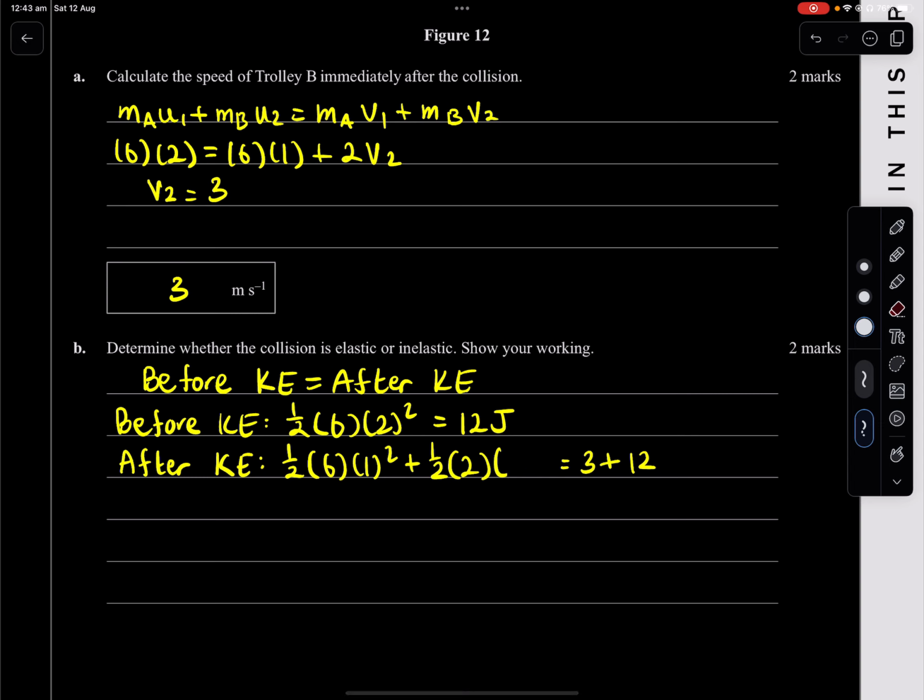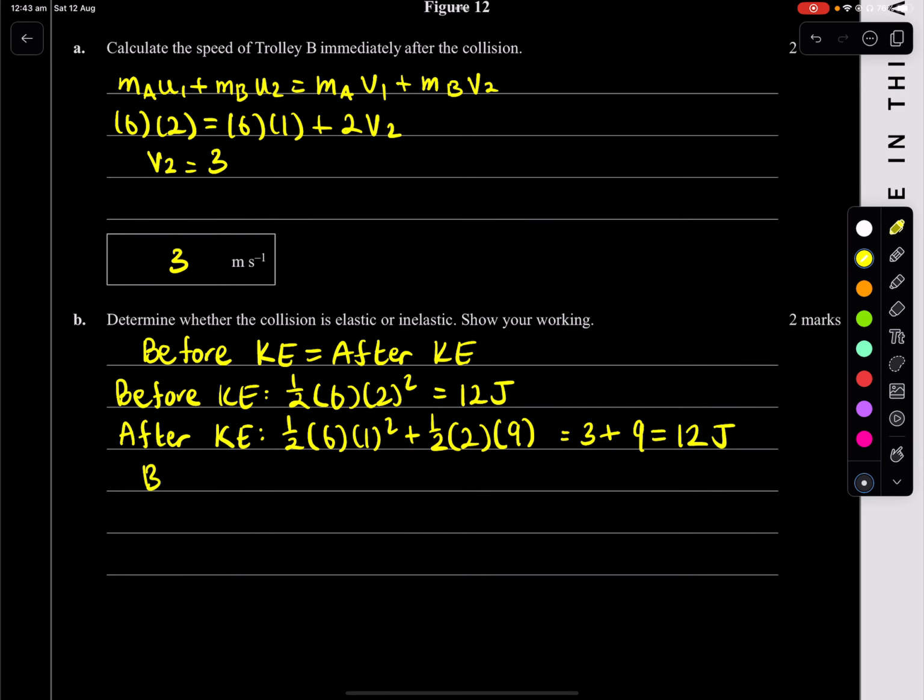This one over here should be 3 squared, which is 9, plus 9, which is 12 joules. Because they are equal, your before kinetic energy is equal to your after kinetic energy. The collision is elastic.